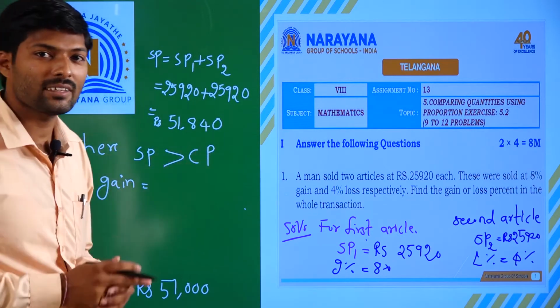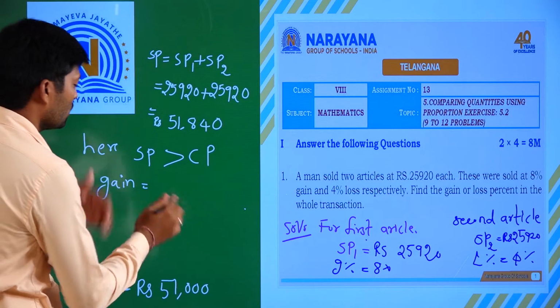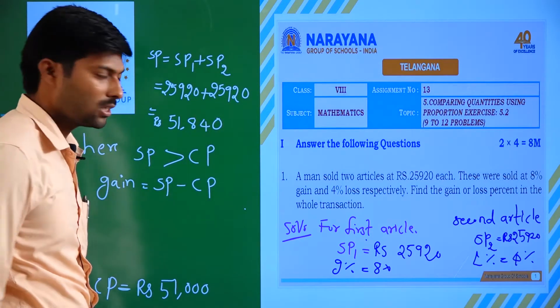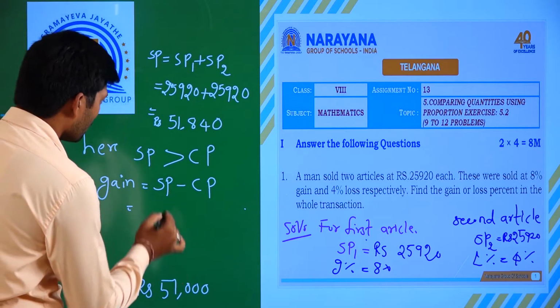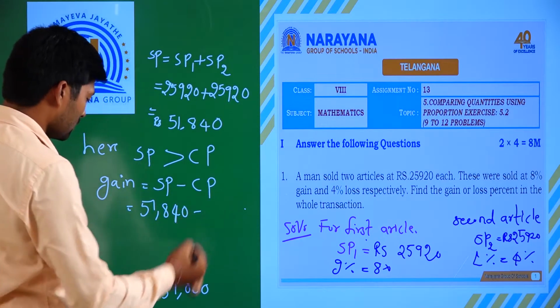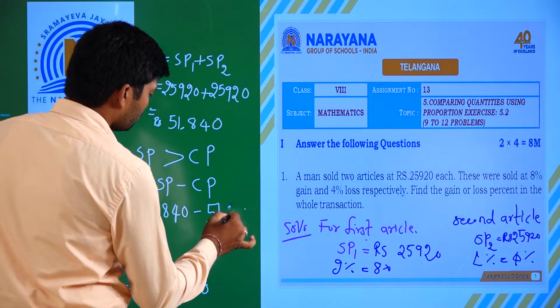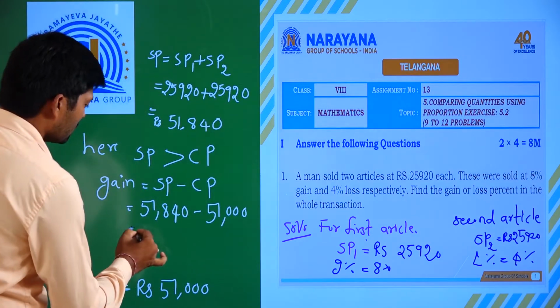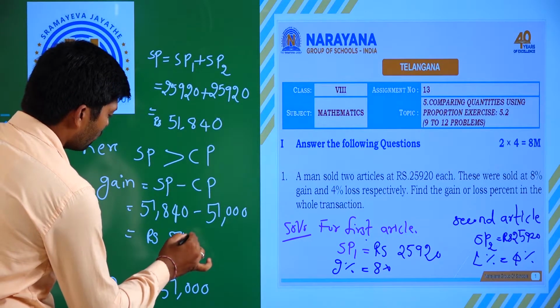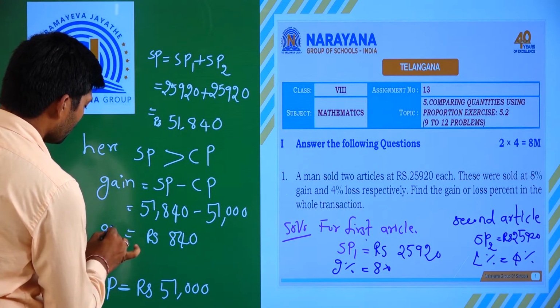So how much is that gain? Gain is nothing but the difference of these two. That is SP minus CP. SP is given as 51,840 minus 51,000. Yes. So what is the difference of these two? That is exactly 840, which is the gain.